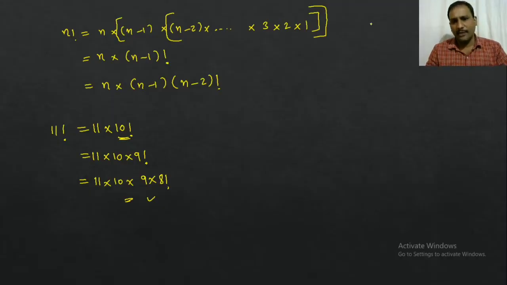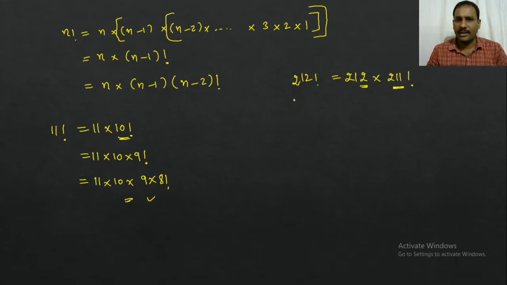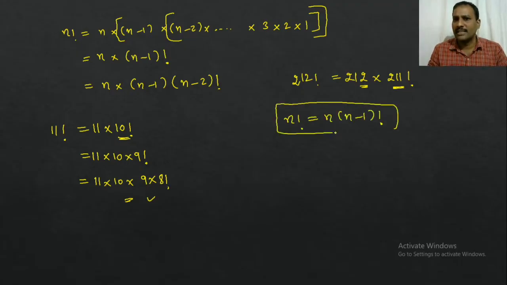Now for example, let us take 212 factorial. You can write it as 212 into 211 factorial. So 1 less than 212 is 211. So in general, n factorial is n into n minus 1 factorial.